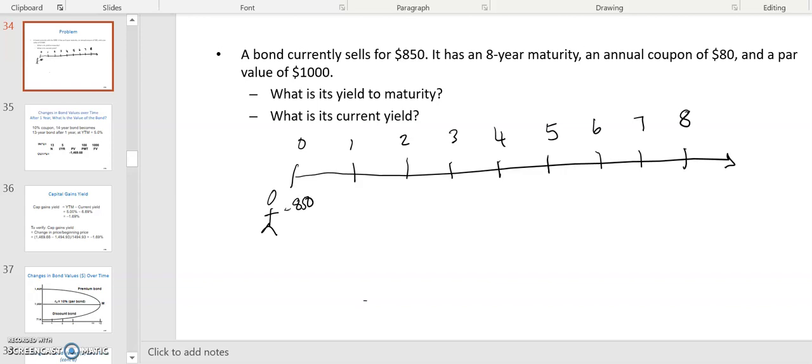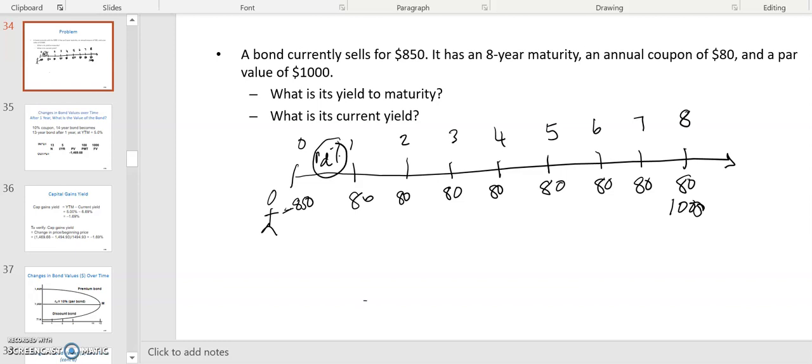cash outflow of $850, and I buy this bond, and for the next 8 years, I receive annual coupon payments of $80. And at the end of year 8, when the bond matures, I would also receive a face value of $1,000, right? So I need to calculate the YTM, or the yield to maturity.